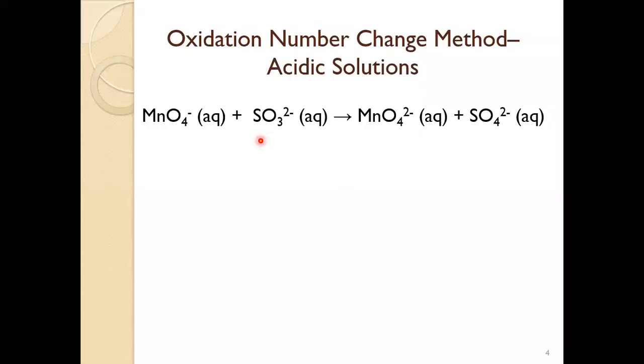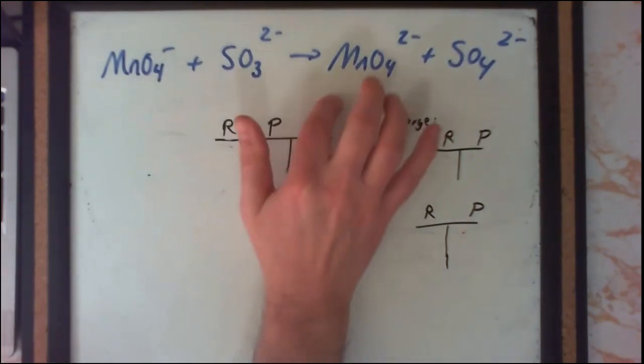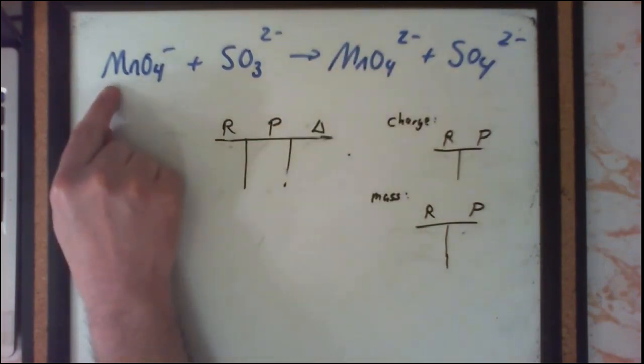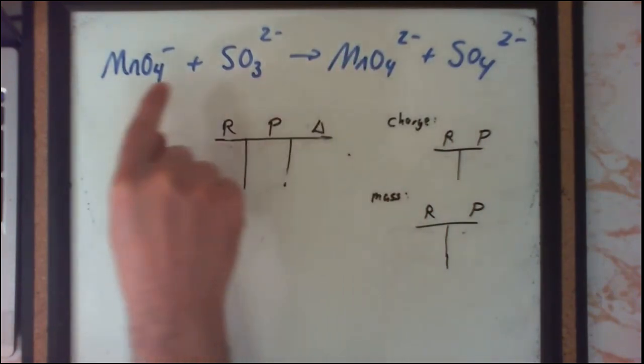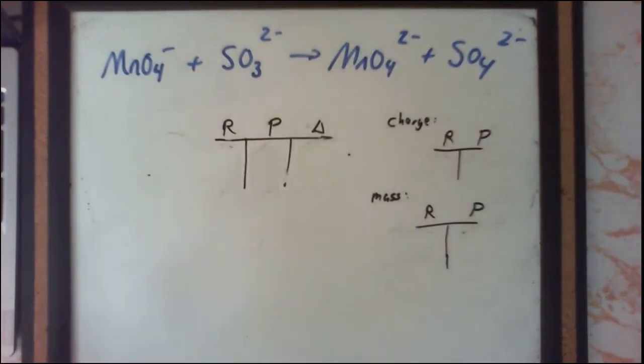and see which method you prefer over the other. We have this example again, where we want to follow this time the oxidation number change method to balance it, assuming that the reaction is taking place in an acidic solution. So our first step is to mass balance the overall reaction, everything except for hydrogen and oxygen. So we have one manganese, one sulfur. So that's already been done for us.